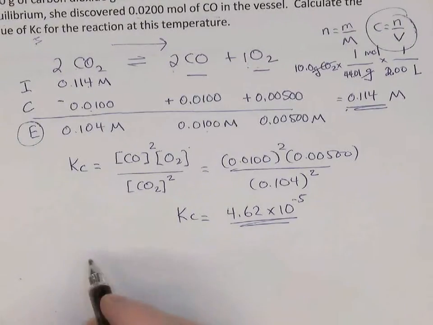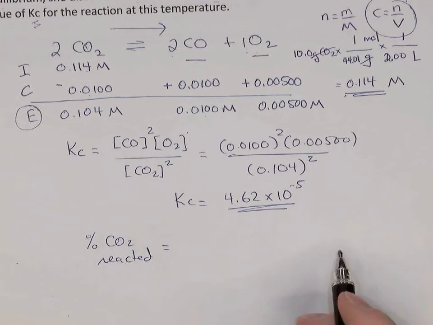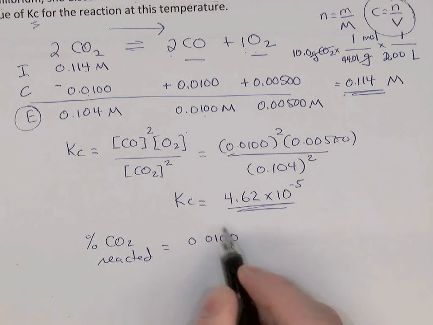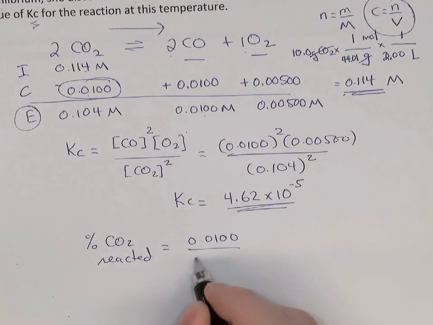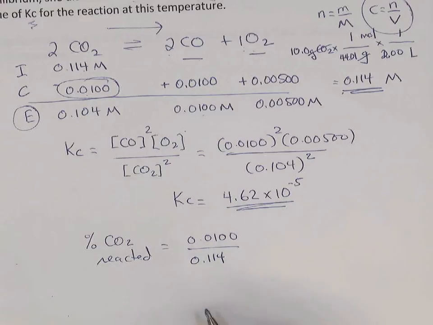We could even calculate, if we want, the percent of CO2 reacted. We don't have to do this, it's not asked for, but let's just jump in and do it. Since the percent reacted will be the amount that reacted, so 0.0100, this is the amount that reacted from the CO2, divide by the starting amount. Don't memorize this, hopefully it just makes sense, it's logical.